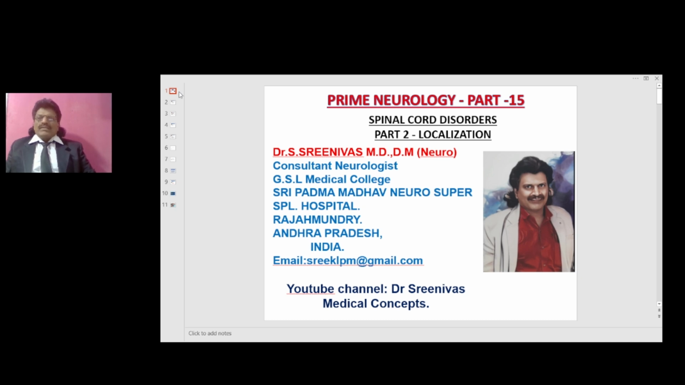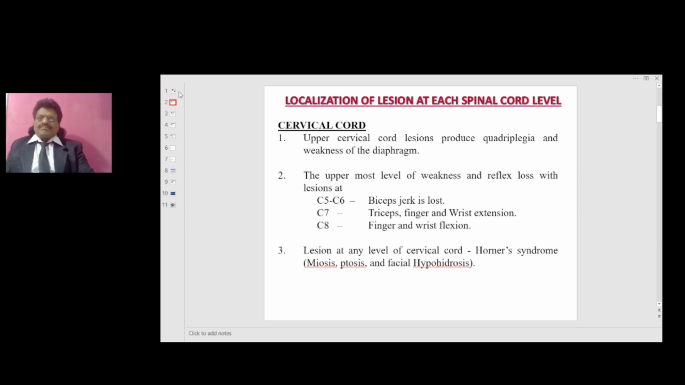We are continuing with a series of lectures of Prime Neurology. There are going to be 50 episodes of Prime Neurology, and if one listens to all these 50 episodes, they would have acquired a good knowledge of neurology. Right now we are on Prime Neurology Part 15, Spinal Cord Disorders Part 2, Localization: the localization of lesion at each spinal cord level. So we'll go step by step: cervical, thoracic, lumbar and sacral.